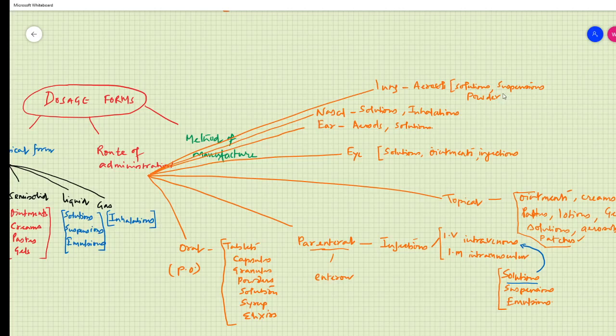Can also be sprays, and as we said previously, gases, medical gases. Okay, it can be gas or inhalations.